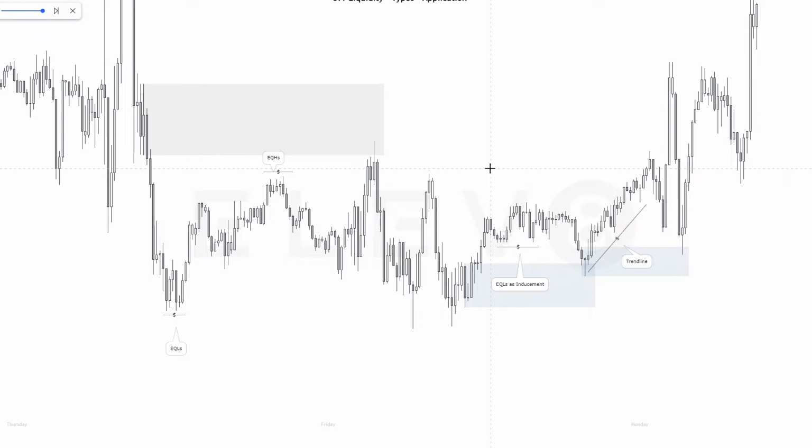So as you can see, liquidity is everywhere. So we use it to our advantage by identifying where it is. So we can use it to target, we can use it as inducement for a supply or demand, and trend line liquidity we can use as also a target. So yeah, apply this to your charts and make sure you practice this, practice identifying it and using it in your trading.